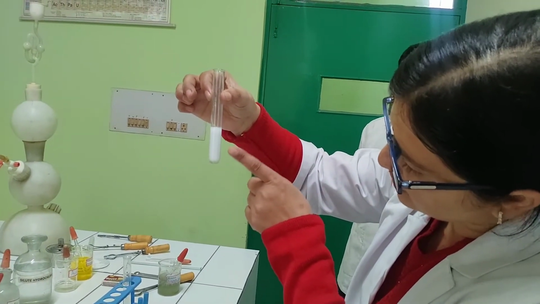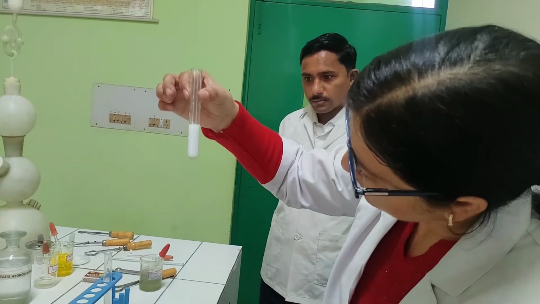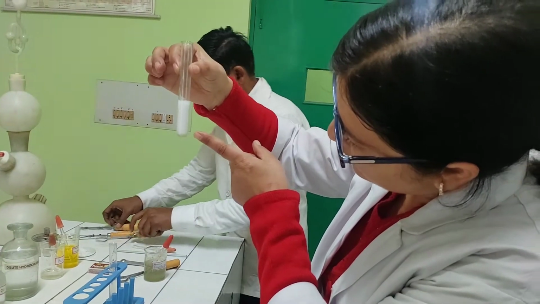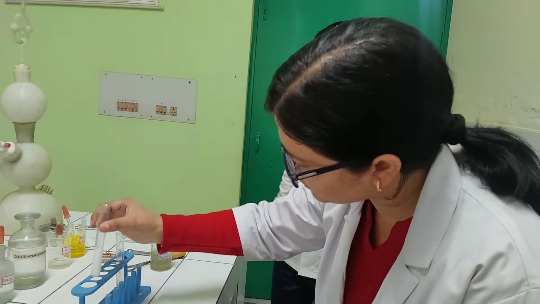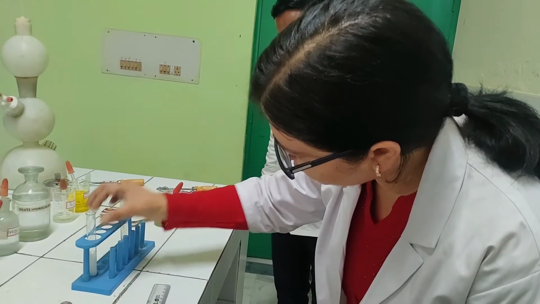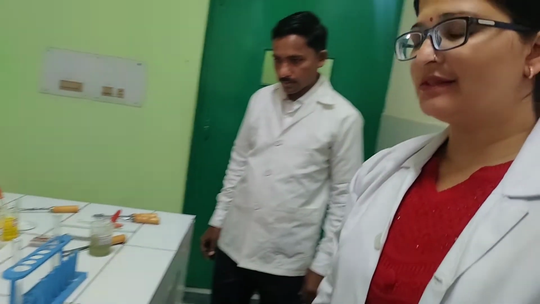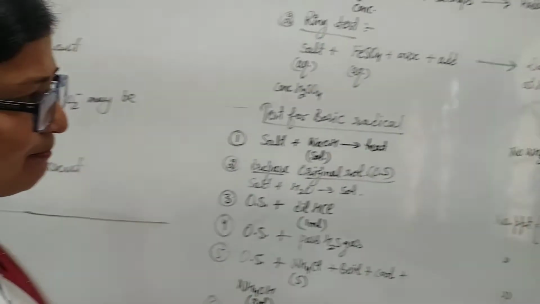These are the two solutions: one is the aqueous solution and the second is the ferrous sulfate solution. Slowly, after some time, a brown ring appears on it, but you cannot move it. You have to keep it undisturbed for some time. Then a brown ring appears, and this brown ring confirms the nitrate in the given sample.